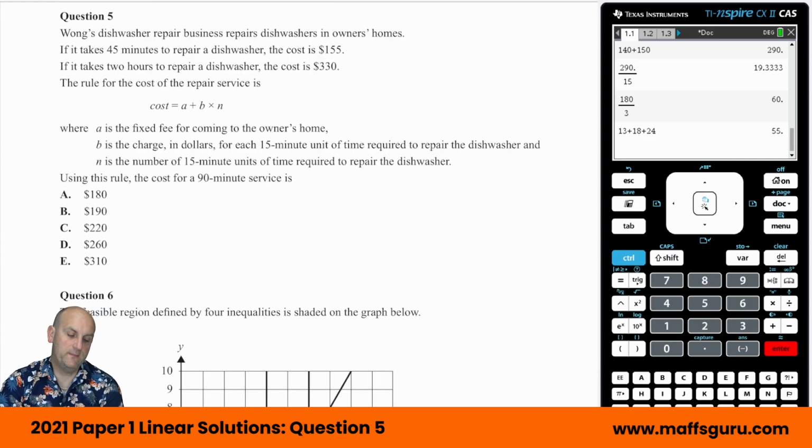Wong's dishwasher repair business repairs dishwashers in owners' homes. It takes 45 minutes to repair a dishwasher, and the cost is $155. If it takes 2 hours to repair a dishwasher, the cost is $330.